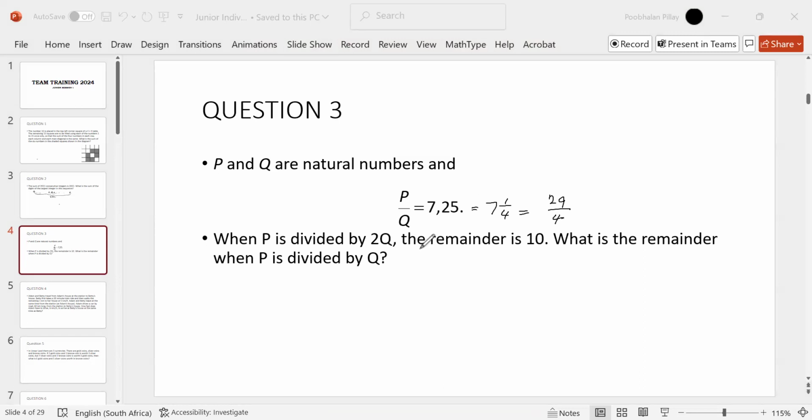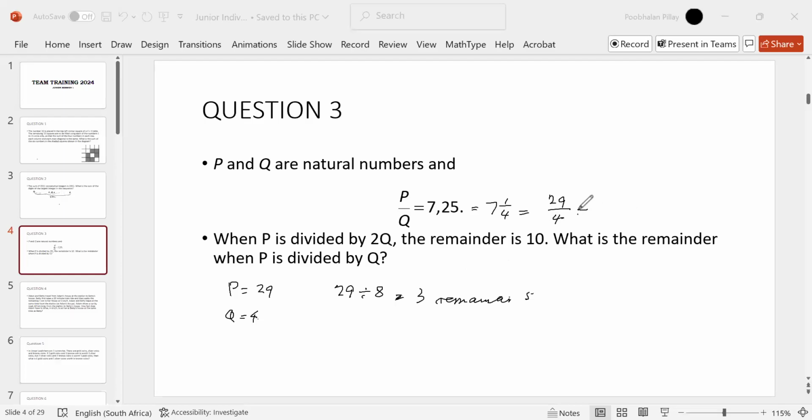Now, they say when P is divided by 2Q, it looks as if P is equal to 29 and Q is 4. So when P is divided by 2Q, you divide 29 by 8. The remainder is supposed to be 10. But wait a minute, when you divide this, 8 goes into 29 3 times, and the remainder is 5. So what happened here? It looks as if there's something wrong with the question.